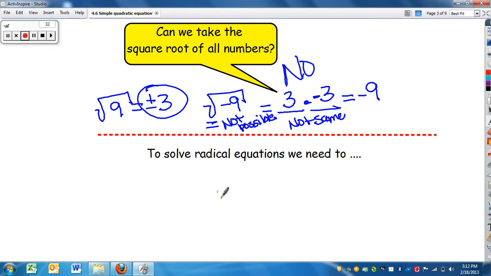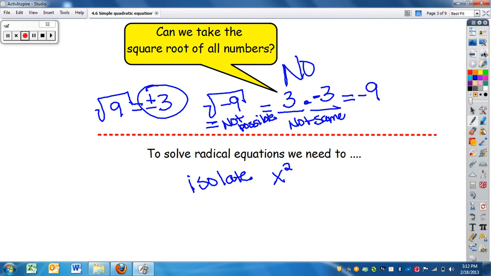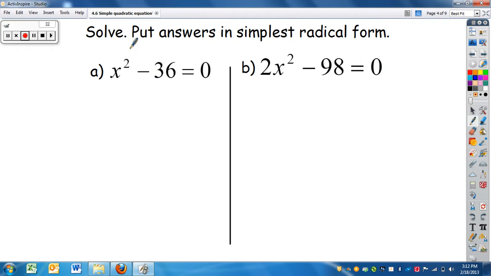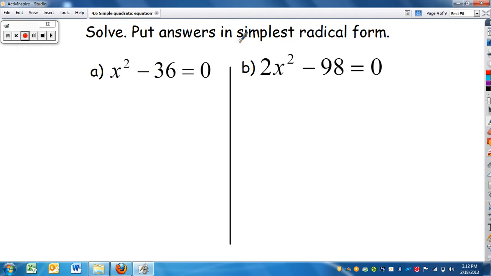One last fact before we get started looking at a bunch of examples: when we solve radical equations, we need to isolate. So remember, isolate means by itself, x squared. So we need to get x squared by itself. All right, so we're going to solve, and again, the key is to put your answers in simplest radical form, which means no decimals. We're going to use what we learned this unit when we're solving these equations.